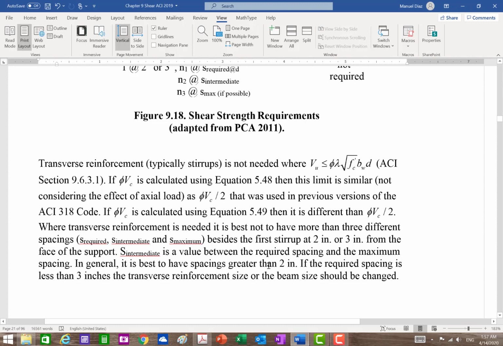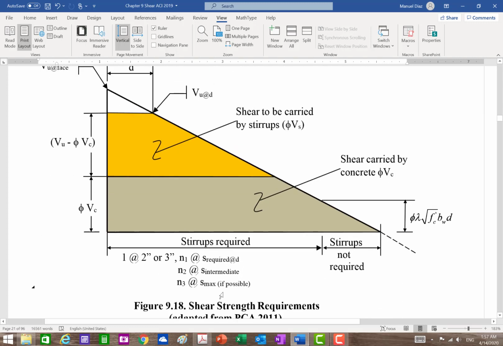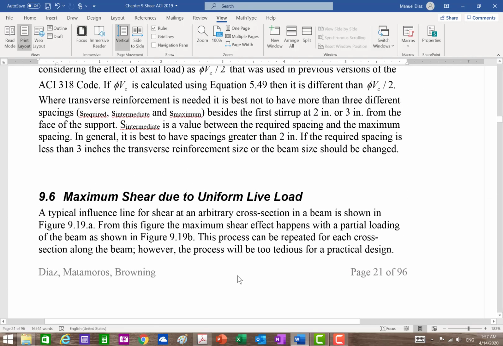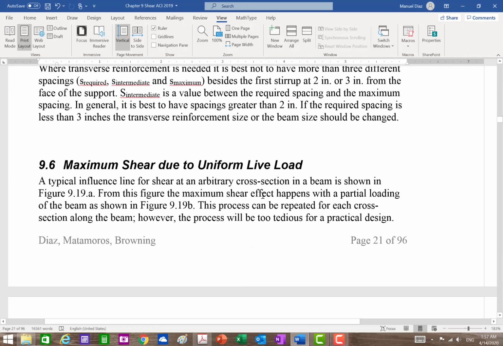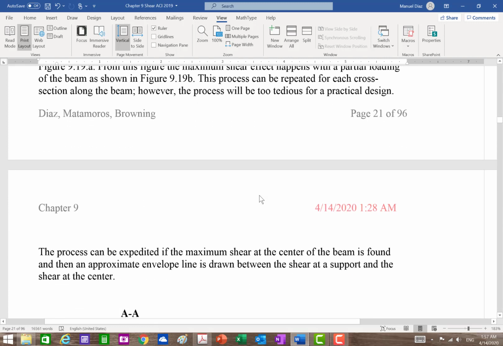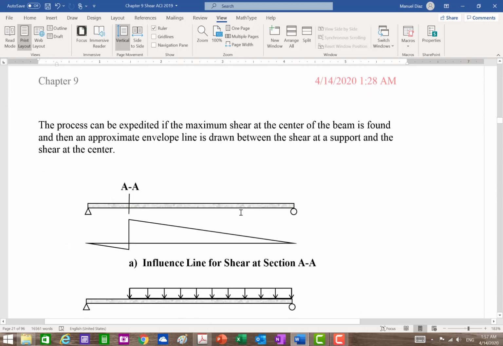Okay, so no more than 3 different spacings, not counting these ones. Okay? And the other thing we need to understand is what happens at the center of the beam. Right? Remember that envelope that we use with the coefficients. Right? Okay, so what is happening there?